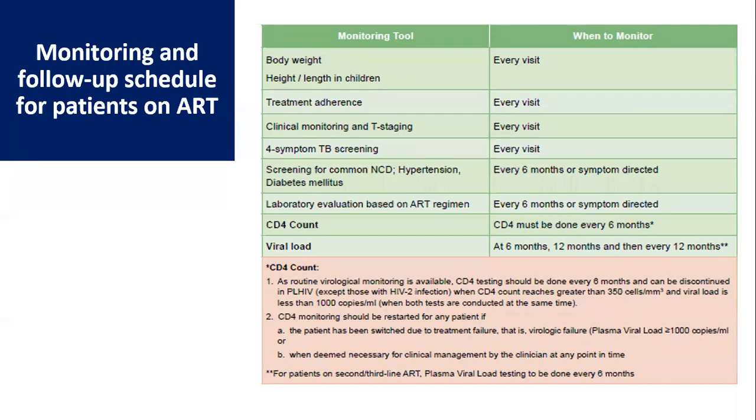Now, viral load, as you know, in case of first-line ART, is done after 6 months of initiation of first-line ART, then at 12 months, and then every year we have to monitor the viral load. CD4 count should be restarted if it was stopped earlier, if the patient has been switched to a second line due to treatment failure. That is, when the patient has gone through virological failure, we can restart CD4 monitoring. And whenever the treating physician thinks it is necessary for clinical judgment, the CD4 test can be repeated at any time. And for patients on second line and third line, plasma viral load has to be repeated every 6 months.